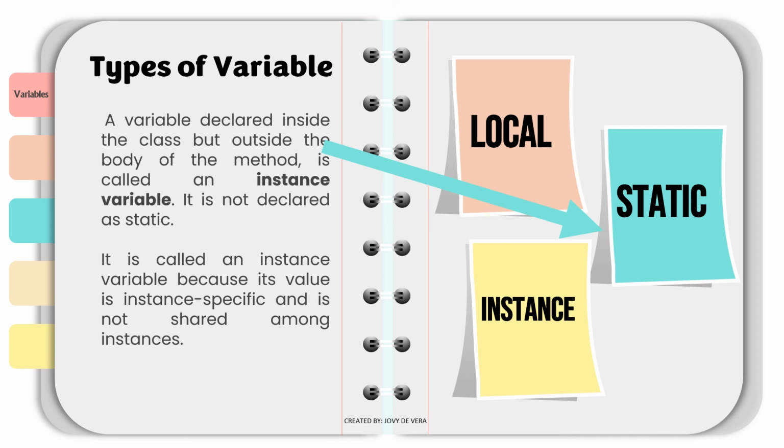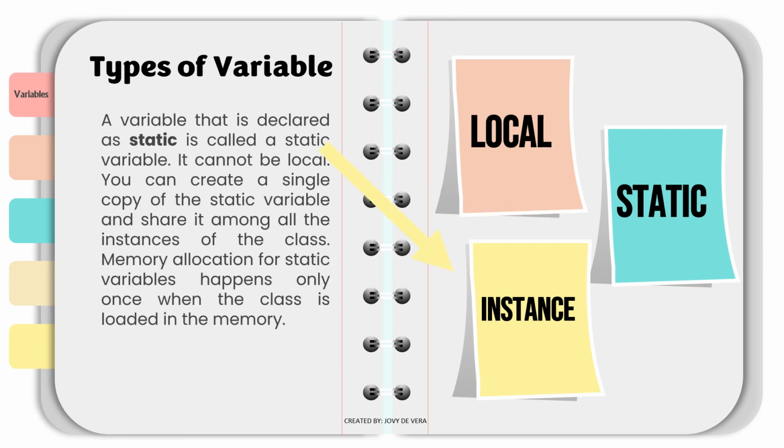The next is instance variable. A variable declared inside the class but outside the body of the method is called an instance variable. It is not declared as static. So it is called an instance variable because its value is instance specific and is not shared among instances.